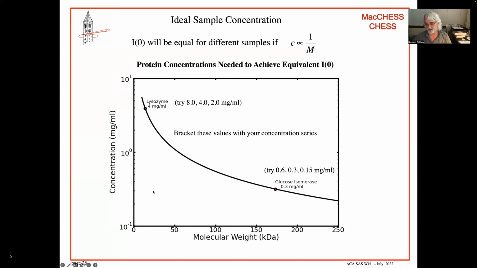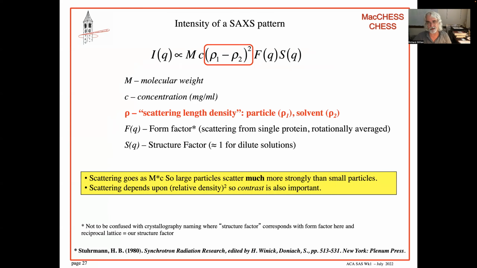Okay, so some people have a rule of thumb, like a good concentration is 30 divided by M or 60 divided by M, right? Everyone has their own, but mine is basically 4 mgs per mil of lysozyme, 0.3 of glucose isomerase, and you go from there. All right.